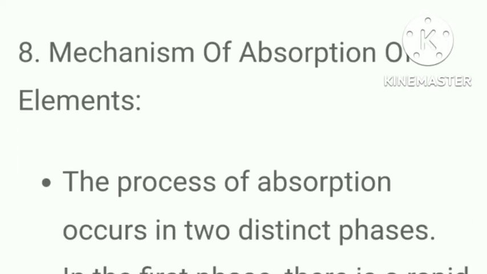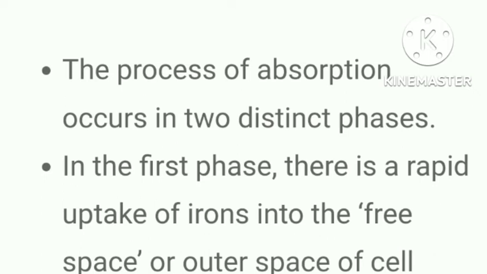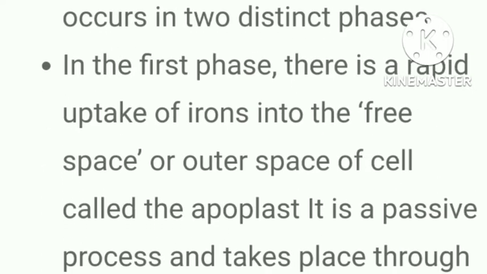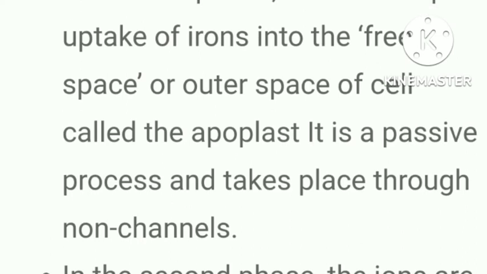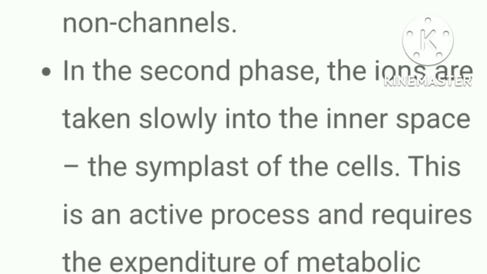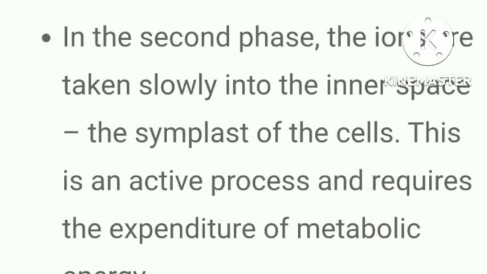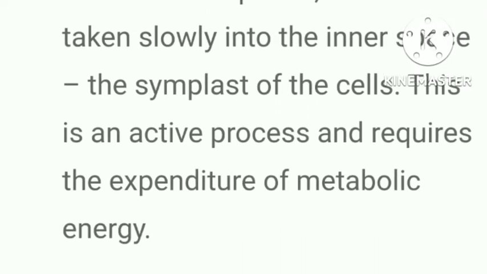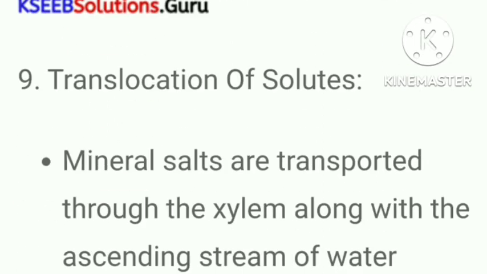Next, mechanism of absorption of elements. The process of absorption occurs in two distinct phases. In the first phase, there is a rapid uptake of ions into the free space or outer space of the cell called the apoplast. It is a passive process and takes place through ion channels. In the second phase, the ions are taken slowly into the inner space, the symplast of the cell. This is an active process and requires the expenditure of metabolic energy.